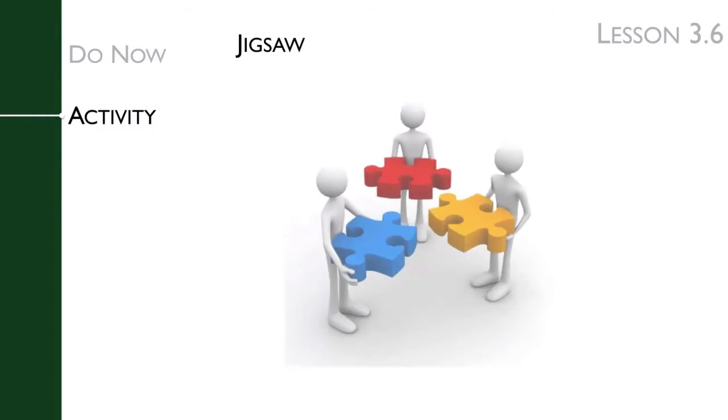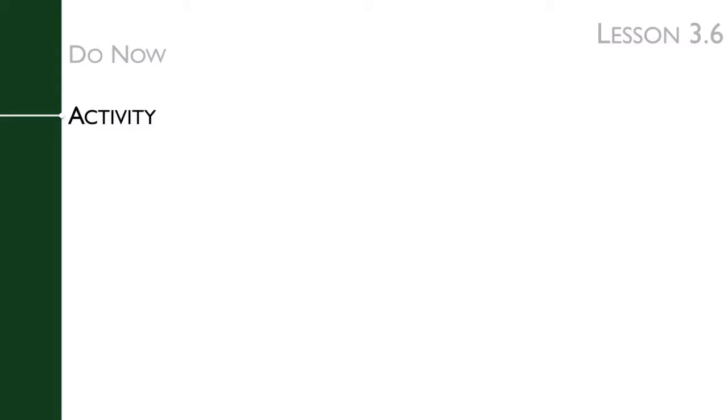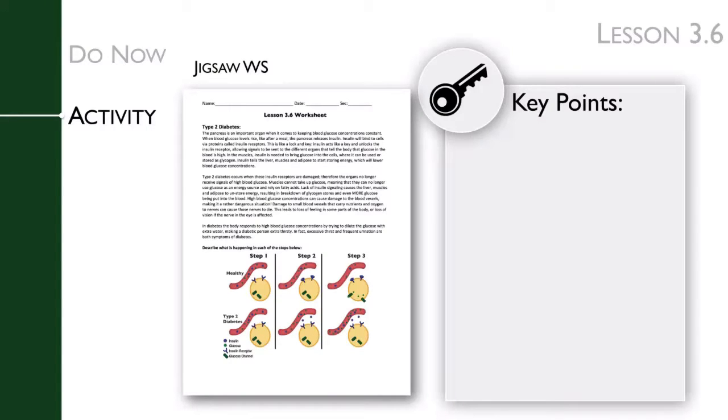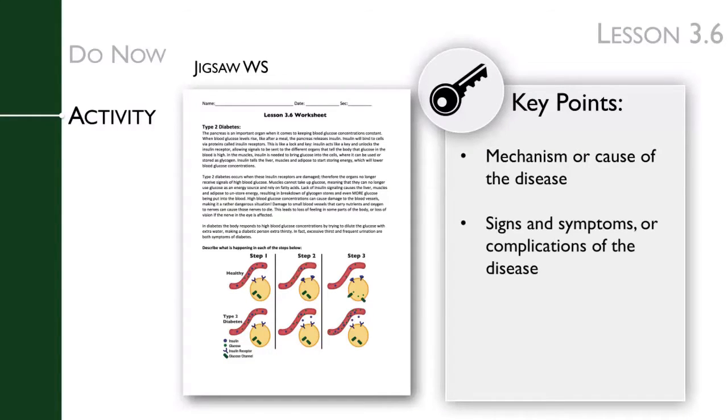Divide students into groups, and each group will learn and then teach about either type 2 diabetes or atherosclerosis using the activity worksheet. Caution, you will want to review the jigsaw readings to make sure they are at an appropriate level for your class. The activity worksheet asks students to take notes on those key points, which are the mechanism or cause of the disease, the signs and symptoms or complications of the disease, and prevention of the disease.